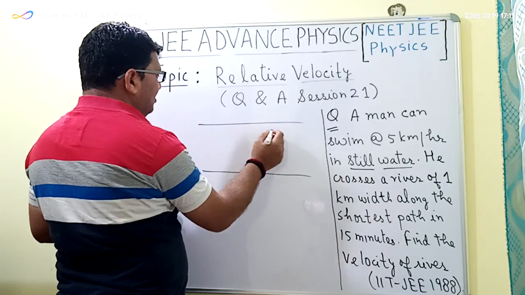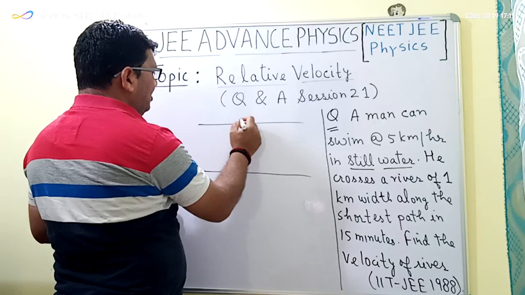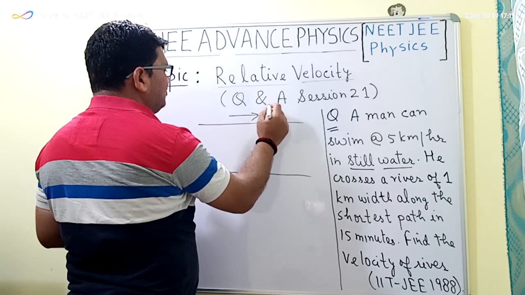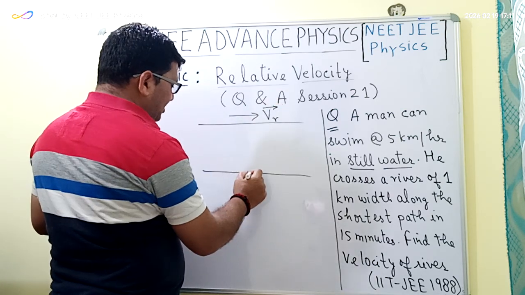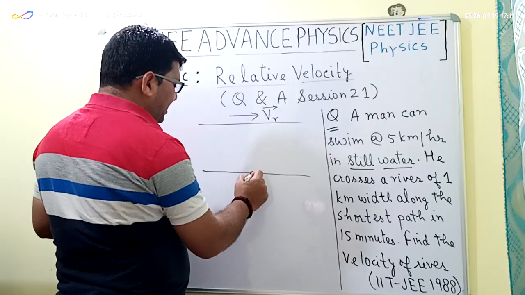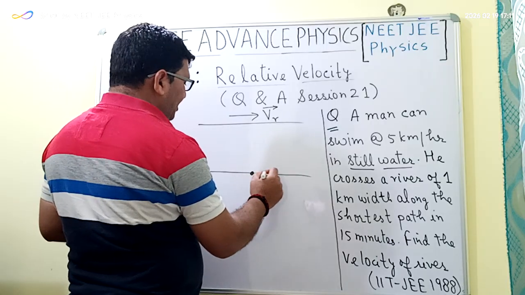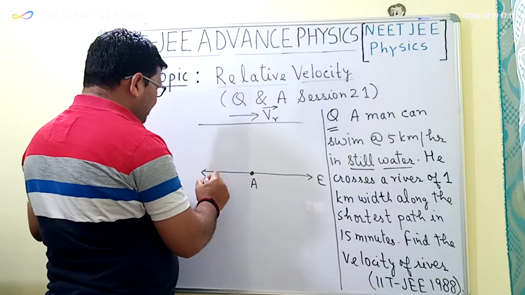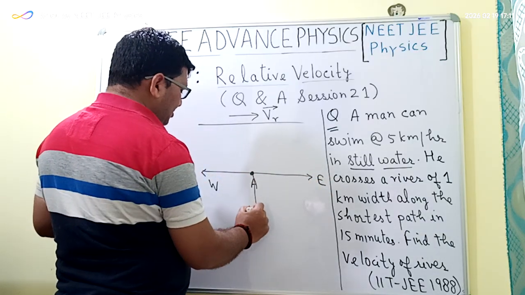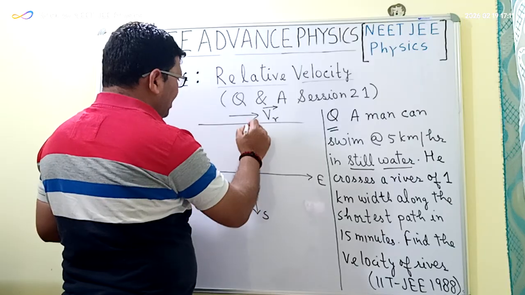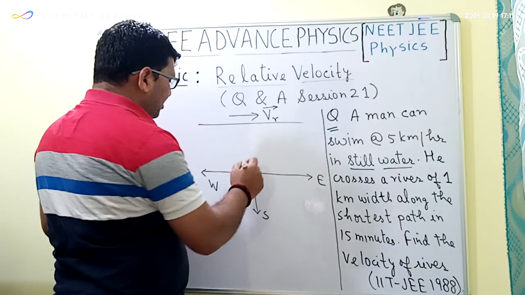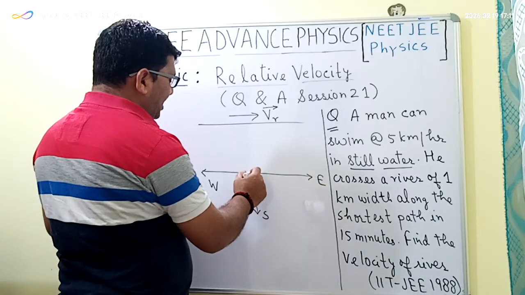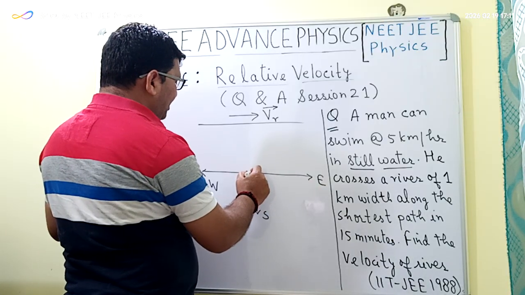So here this is the river and these are the two banks of the river, and let us say the river is flowing in this direction and the velocity of the river is VR. Let us consider that this man is standing at this point A, and let us consider that this is the east direction. So this will be the west, this will become the south, and this one will become the north direction.